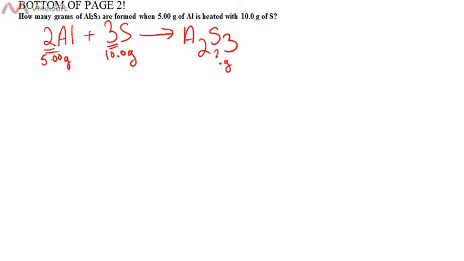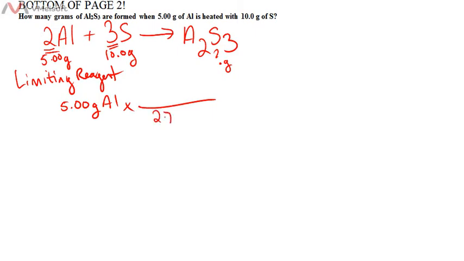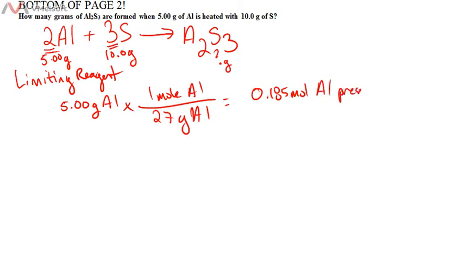If the problem said this many grams definitely reacts with this many grams of sulfur, then that's implying that it all reacts. But here it's saying these are the amounts you have present. It is up to you to determine what's the limiting reagent, and then that determines how much product is made. So let's figure out the limiting reagent. We got that much aluminum present, so let's first turn it into moles. That means we have 0.185 moles of aluminum present initially.